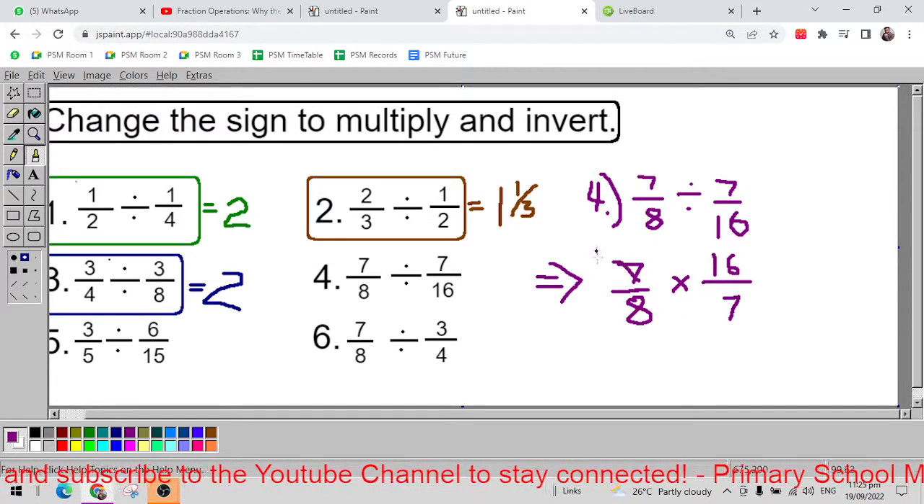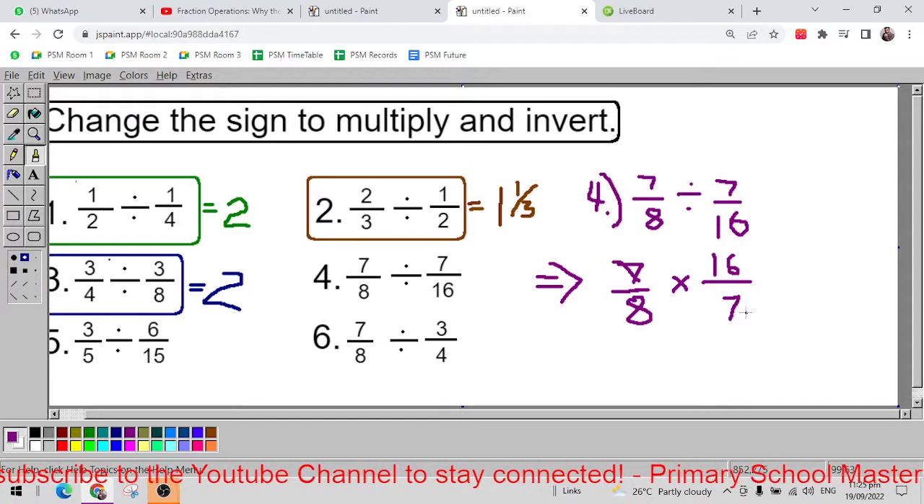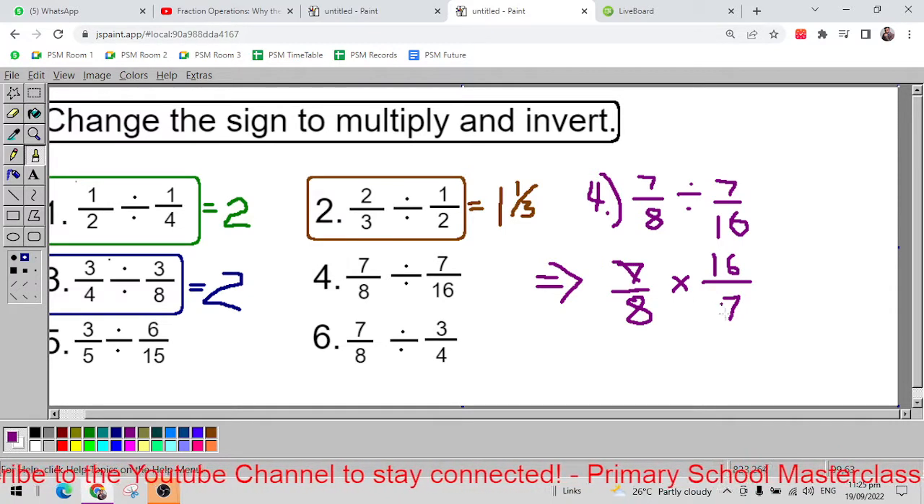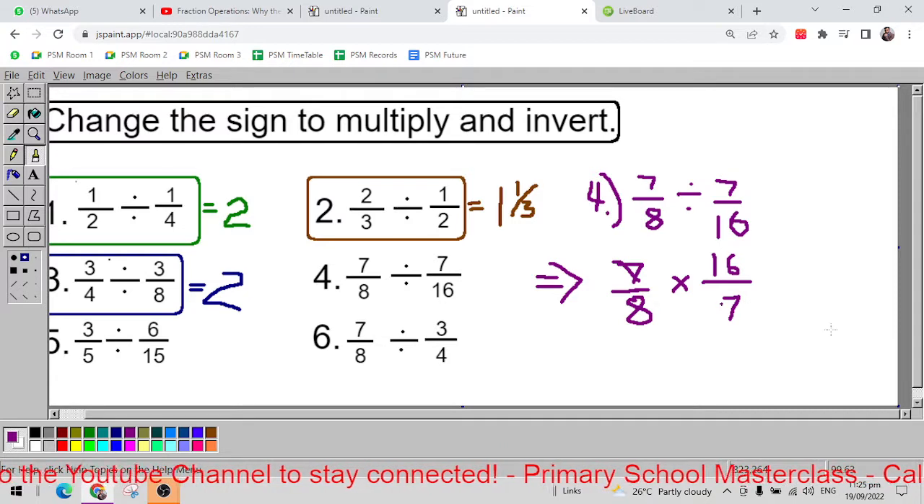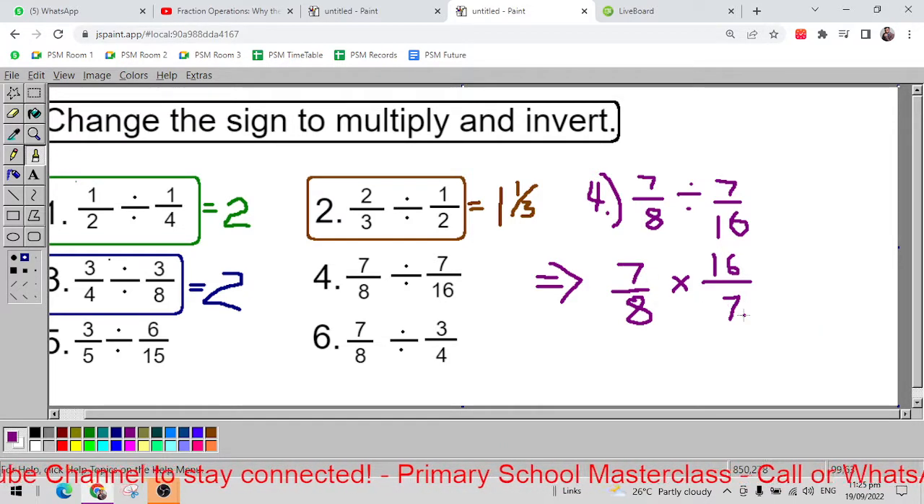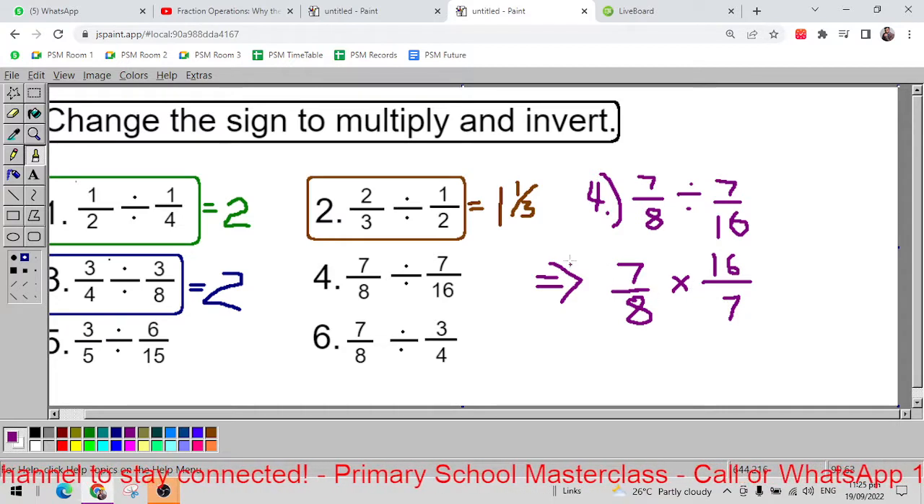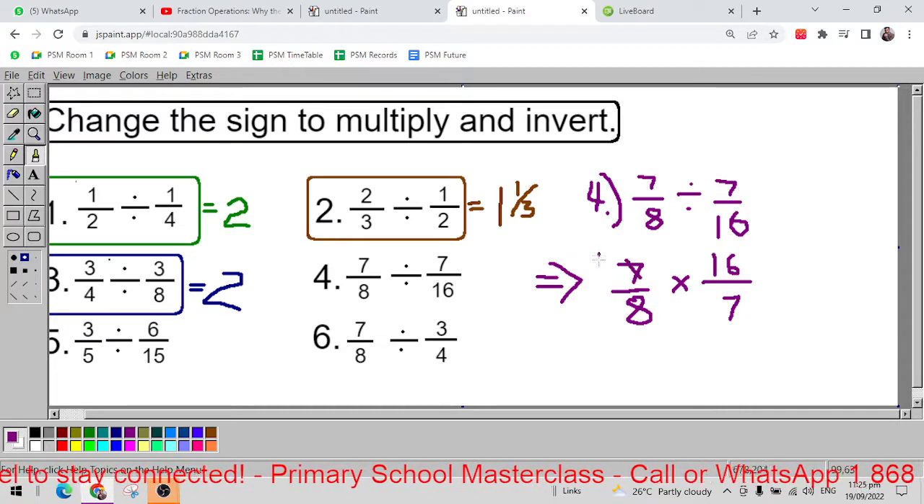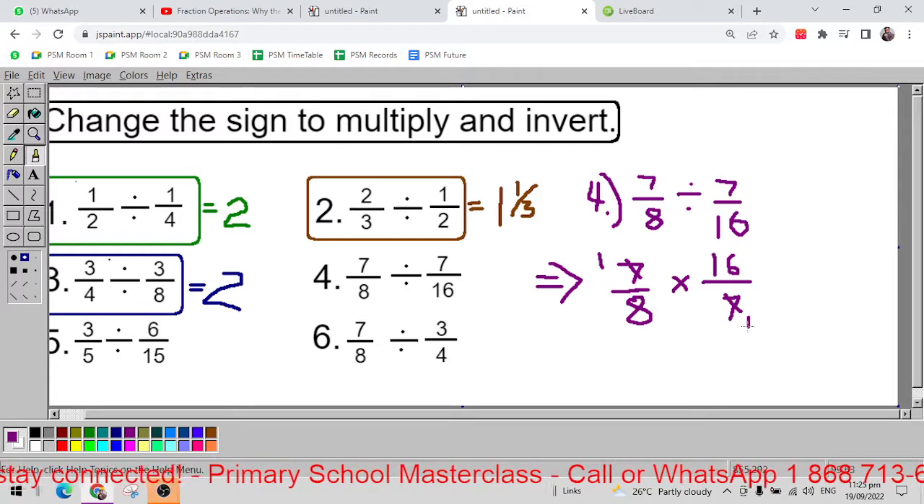So 7 into 7 is 1. Guys, let me just say, when the numbers are the same, like how we have it here, we have a 7 up here and a 7 diagonal, they're just going to cancel out each other. So 7 into 7 is 1, and 7 into this 7 is 1.